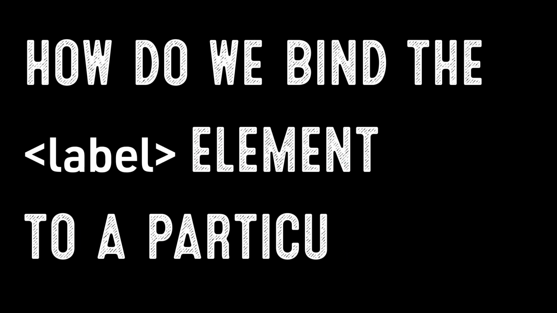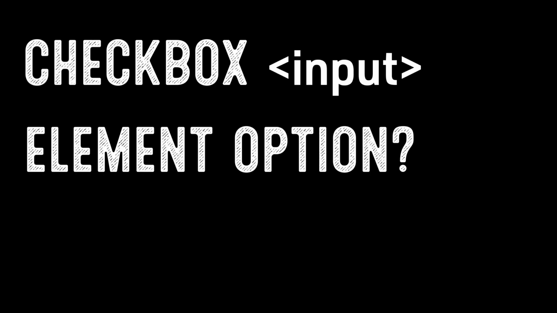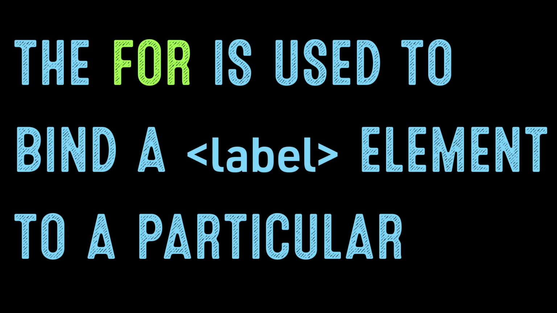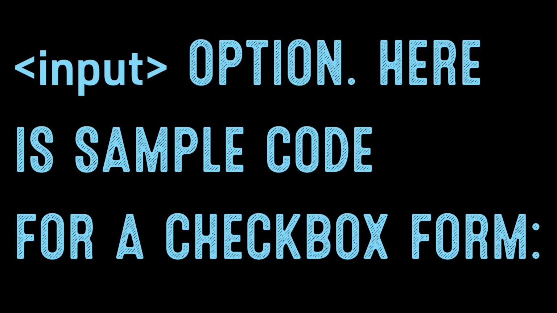How do we bind the label element to a particular checkbox input element option? The for attribute is used to bind a label element to a particular input element option. Here is a sample code for a checkbox form.